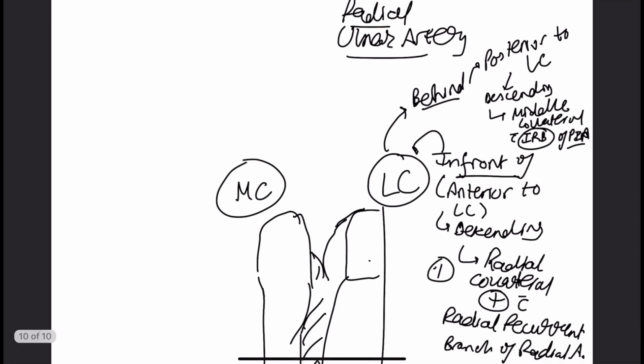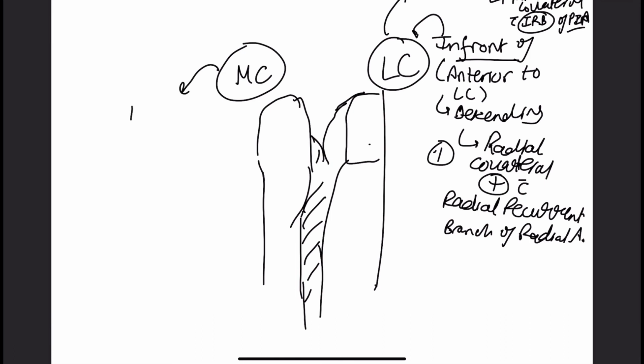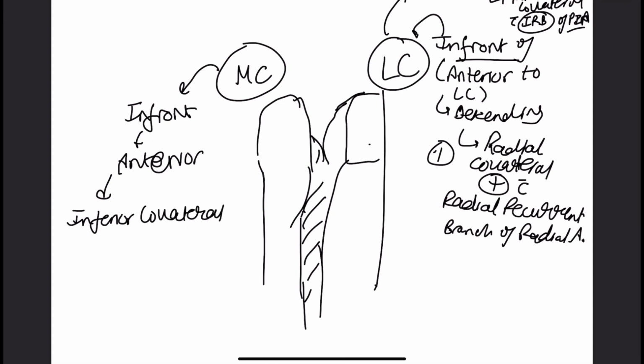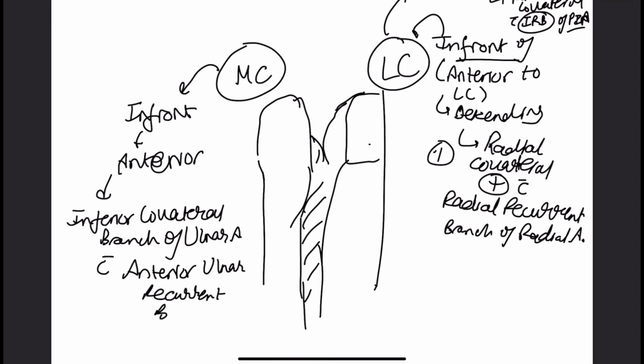Now in front of the medial condyle, that is anterior to the medial epicondyle of the humerus, the inferior ulnar collateral branch will anastomose with the anterior ulnar recurrent branch of the ulnar artery.